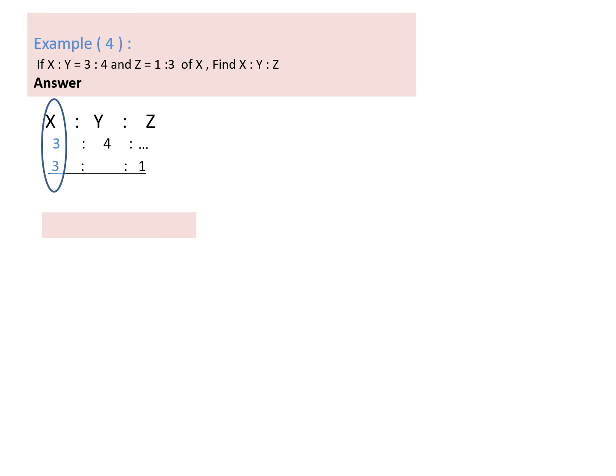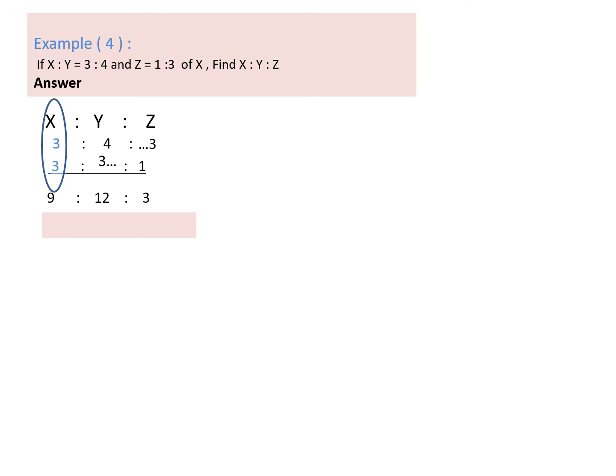Where's the empty space in second line? In Y. So we write 3 in Y. Now we have both are complete. X and 2 lines are complete. X equals 3 times 3 equals 9. Y equals 4 times 3 equals 12. Z equals 3 times 1 equals 3.